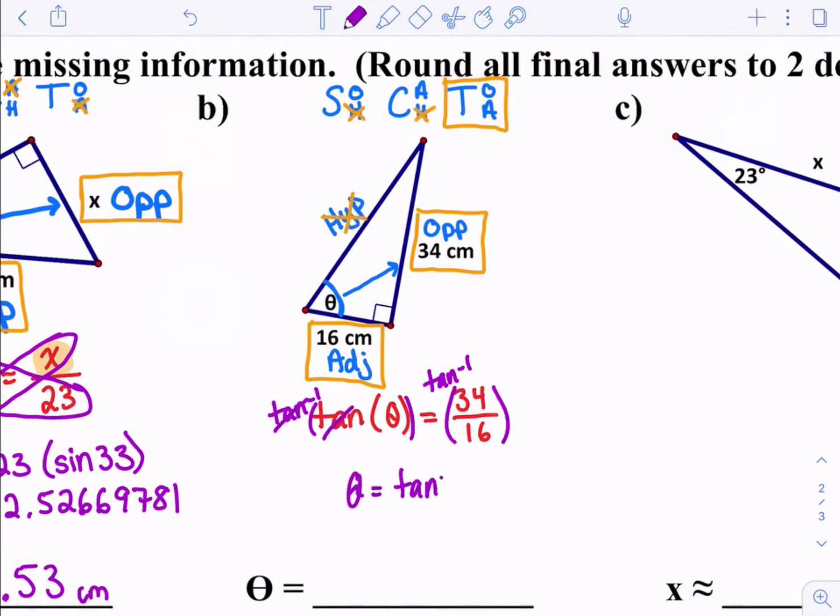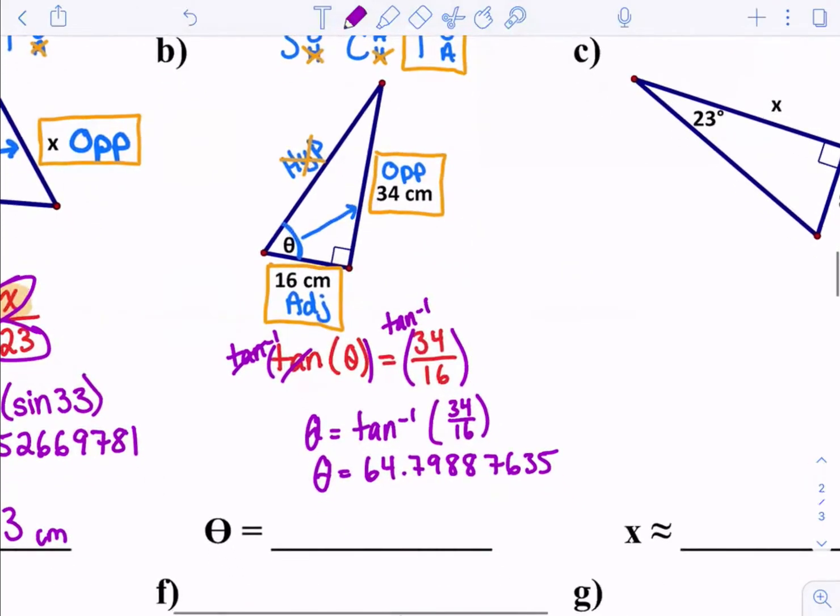And then I have to do tan negative 1 of 34 over 16. And how do I get tan negative 1? If you look in the calculator, it's probably in blue, so you have to click second tan, 34 over 16. And what I get is 64.79088765. So 2 decimal places would mean that this is 64.80 degrees, because we found the angle.